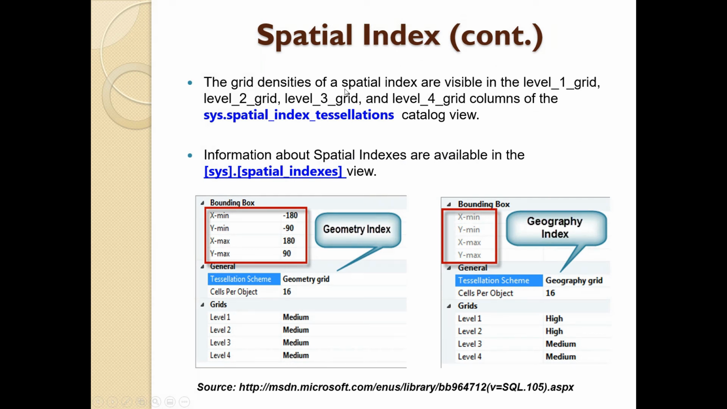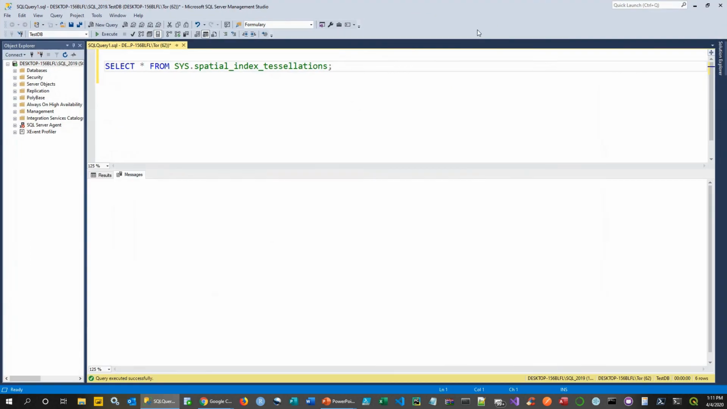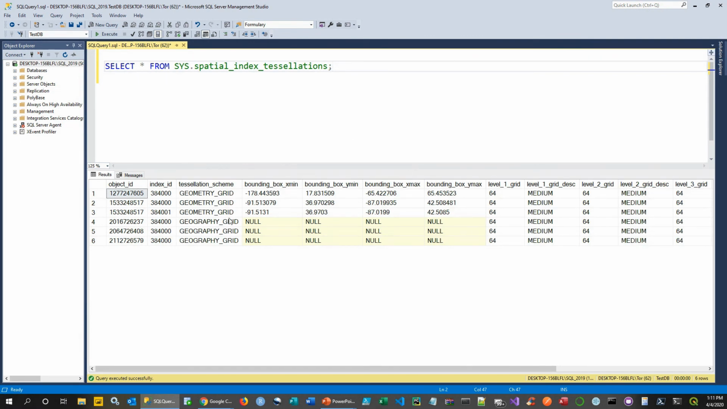Also, you'll have some way of looking at these. There is something called the sys.spatial_index_tessellations catalog view. And if you go into SQL Server and you open up a query window and you type this query in, you can run that. And when you come back, you're going to see I already have some spatial indexes created for both geometry types and geography types.